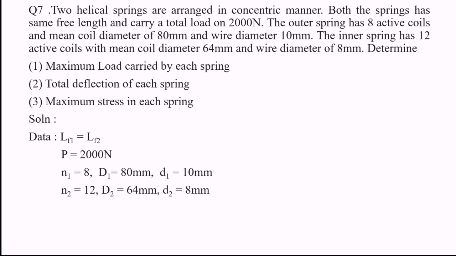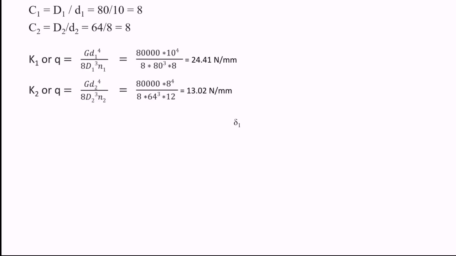Now, as the diameter of the wires is given to us in the question, this problem will be simpler than other problems we have solved. We just have to follow the proper approach to find out the unknowns. As the diameter of wire and diameter of coil are given, we can find out the spring index for both the coils. So I can find C1 is equal to D1 by d1, which I will get as 8. Similarly for C2 also I will get the answer as 8.